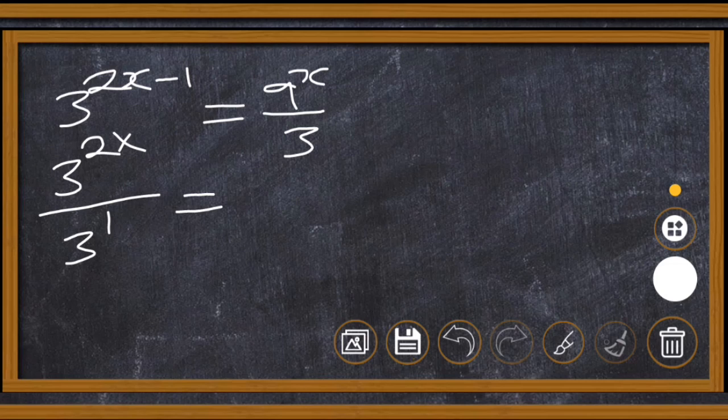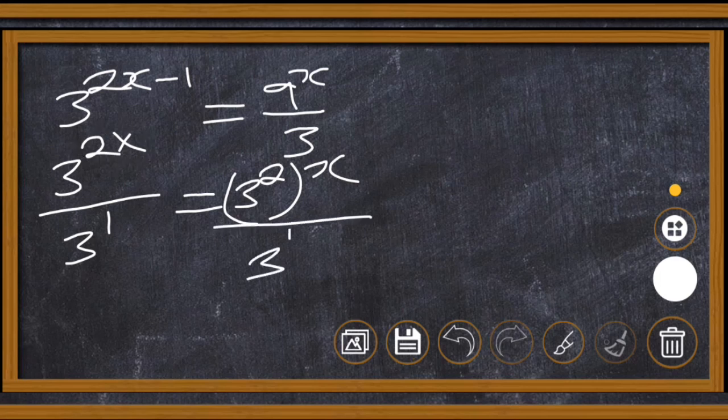Now, by now we know that this is the same as 3 power 2 multiplied by x. Why? Because 2 multiplied by x here is 2x. So this is basically the same as this one here. Okay, because when we multiply 2 and x, we are still having 2x. So nothing has changed there. So here we have 3 power 1.